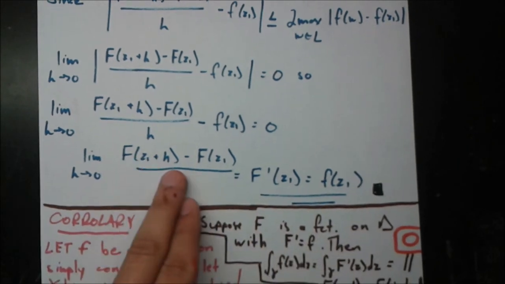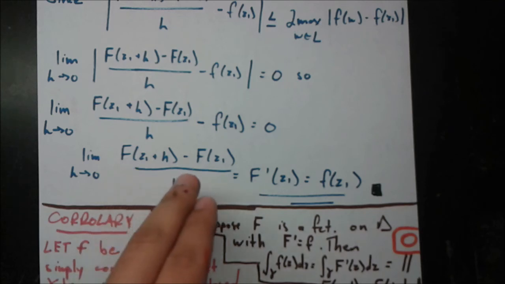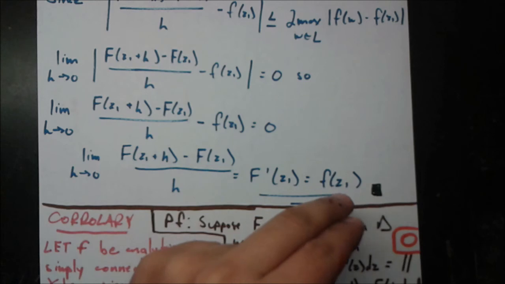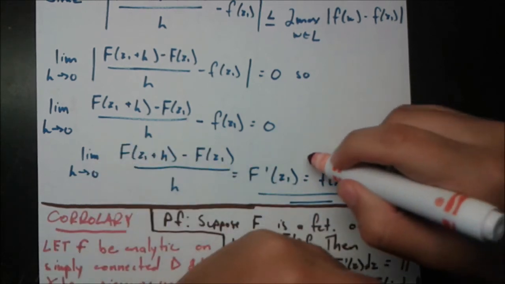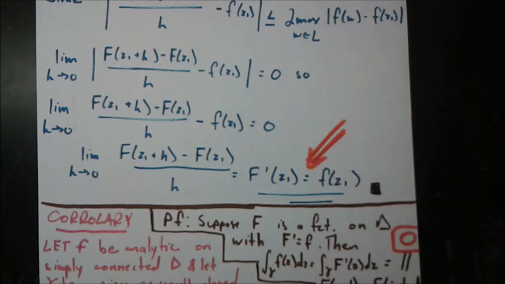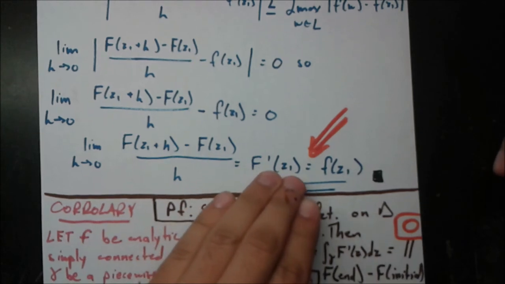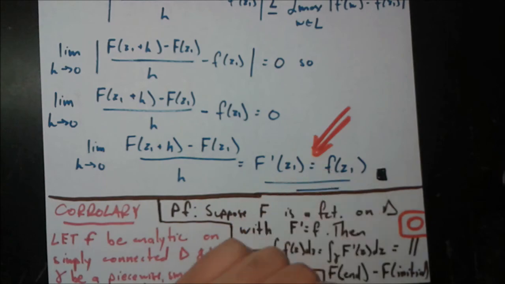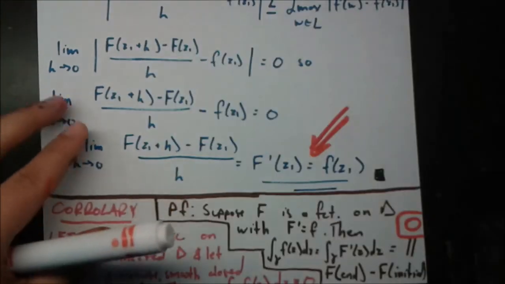And now we just reframe it here, and we get the limit of big F of z1 plus h minus big F of z1 over h as h approaches 0 equals f of z1, so small f of z1. And this is defined as the derivative. So after all that work, we are finally done. We found that this derivative exists, which is why I put that here, and furthermore, it's equal to f of z1. So we have big F prime of z1 is equal to f of z1, just as we wanted all the way over here at the beginning.